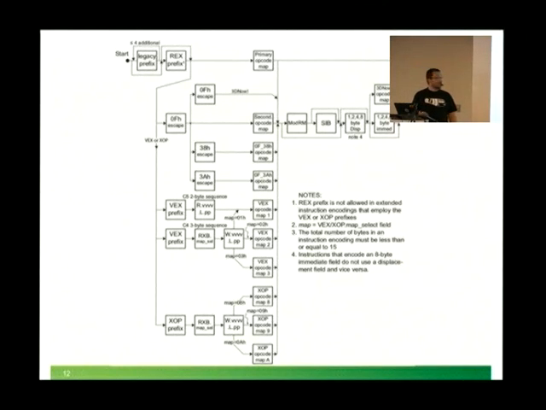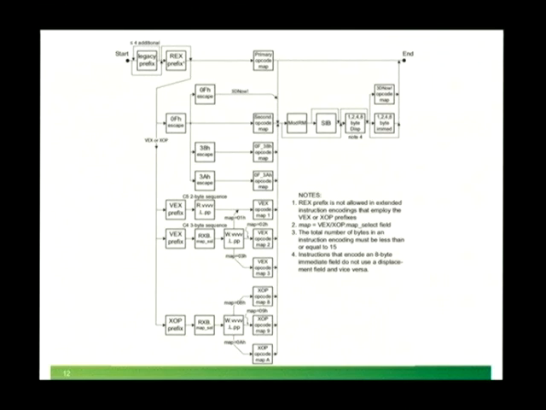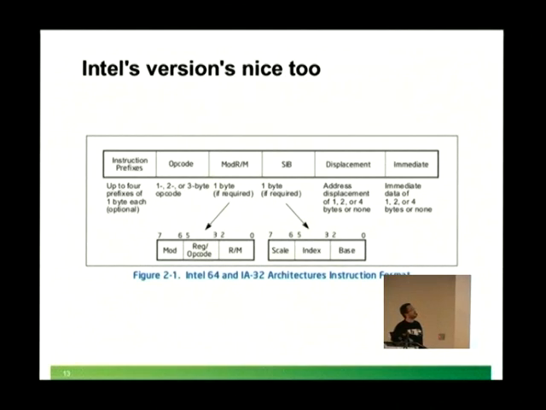Right. So, yeah, the processor manuals have the structure of an instruction. If you go to the flow chart, you can actually understand how an instruction is built, what each byte means. And Intel has that too. I think this is easier to understand. So there are prefixes, then the opcode, then ModRM, and SIB, and displacement, and immediate. And I'm going to explain all of those.